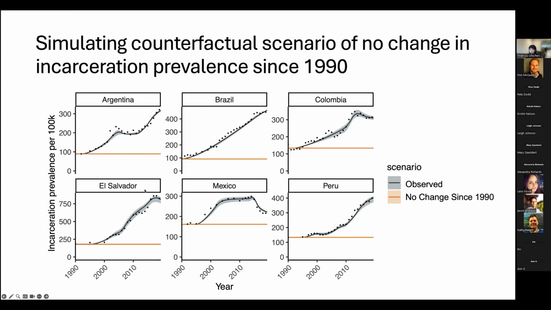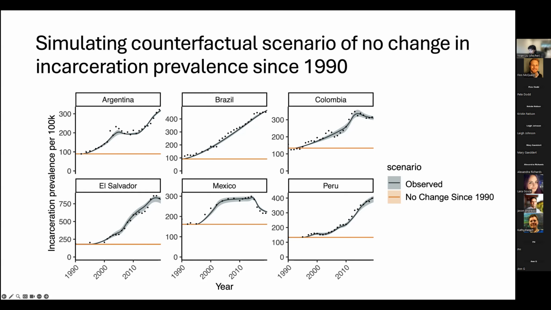So first, I'll orient you to our two scenarios that made up the bulk of this analysis. Here we have every country in a facet. We have year on the x-axis, and on the y-axis, we have the prevalence of incarceration per 100,000 population. And the dots in each plot represent the data on incarceration prevalence over time. And the dark gray blue line is our model fit to the observed data.